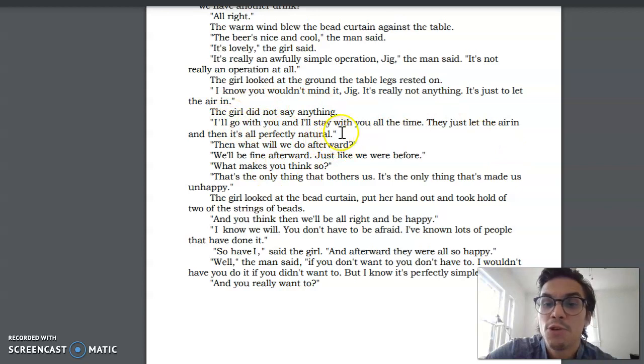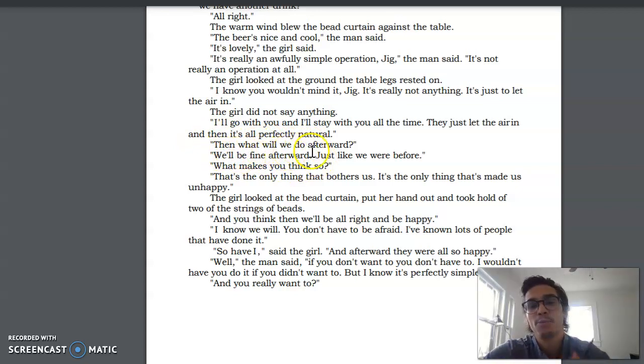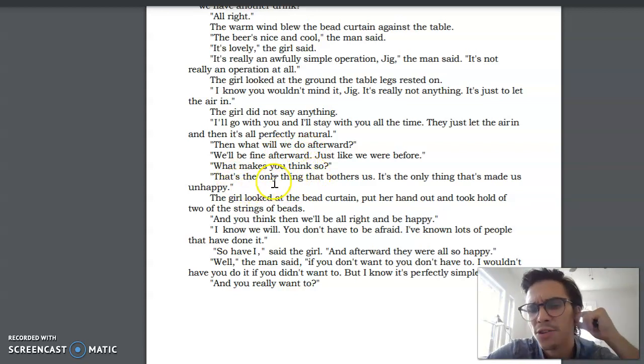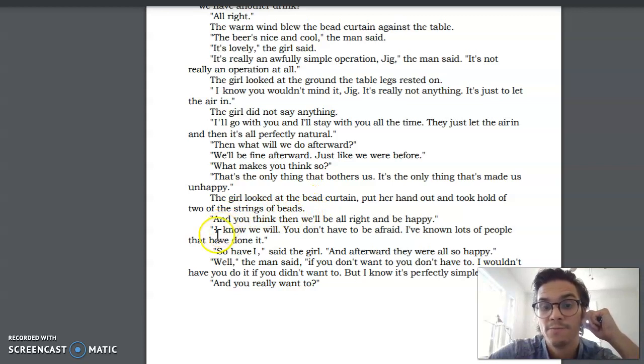I'll go with you and I'll stay with you all the time. They just let the air in, and then it's all perfectly natural. Then what will we do afterward? We'll be fine afterward, just like we were before. What makes you think so? That's the only thing that bothers us. It's the only thing that made us unhappy. The girl looked at the bead curtain, put her hand out, and took hold of two of the strings of beads. And you think then we'll be all right and happy?